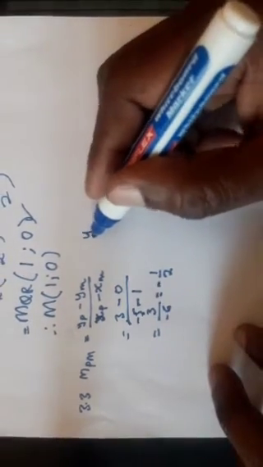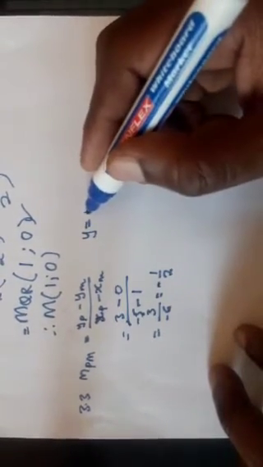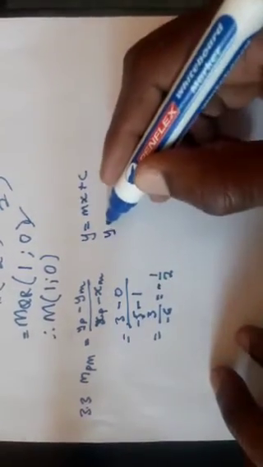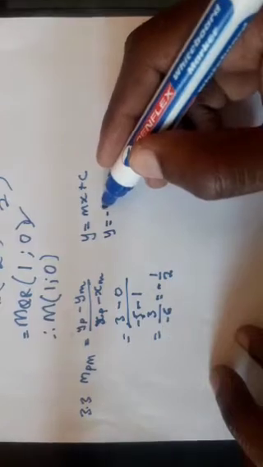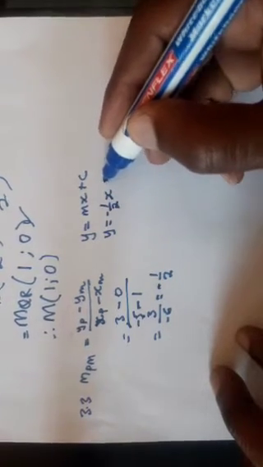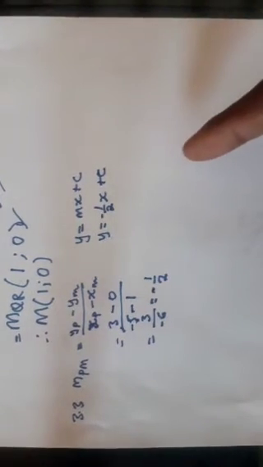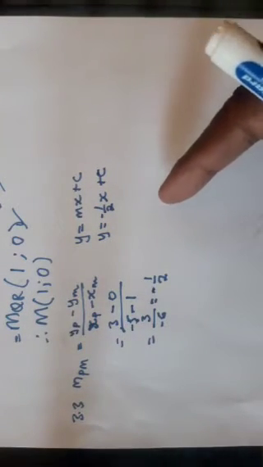Now it means we have a partially incomplete equation. So our equation is y equals mx plus c. Now we've got the gradient, which is m. So y equals minus 1 over 2 x plus c. Now we need the y-intercept, or value c.